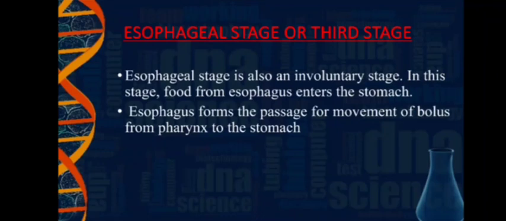Now let's discuss the third phase, the esophageal phase. It is also an involuntary phase. It has two sphincters, the upper esophageal sphincter and the lower esophageal sphincter. In this stage, the food from the esophagus enters the stomach. The esophagus forms the passage for movement of the bolus from the pharynx to the stomach.